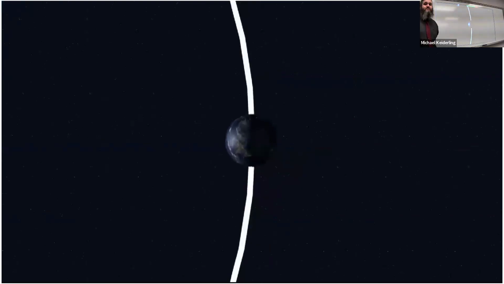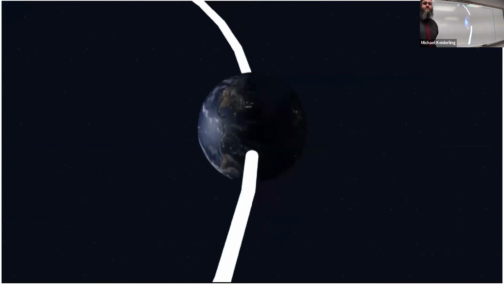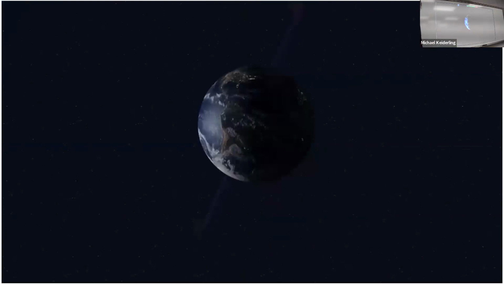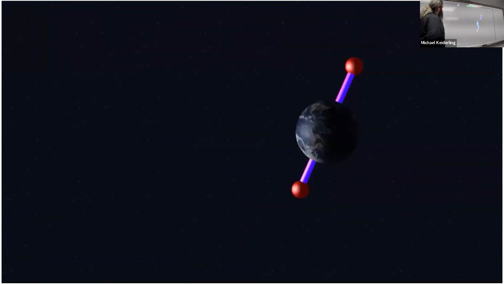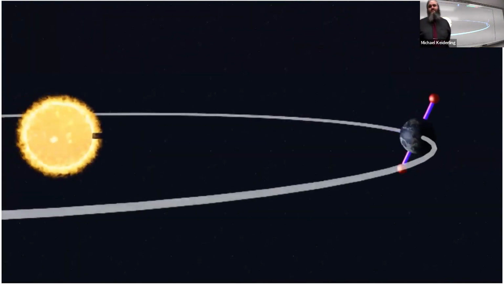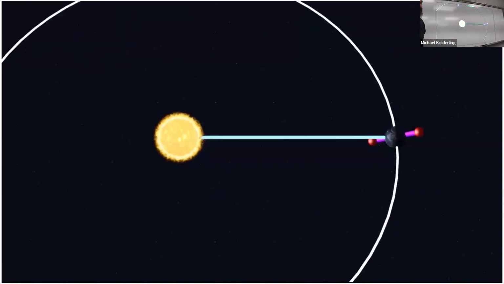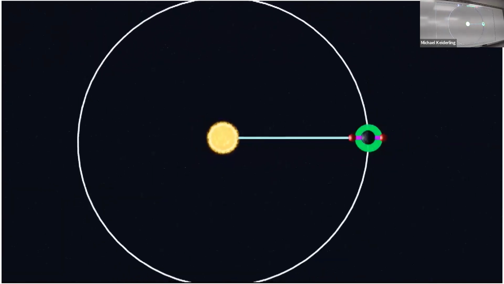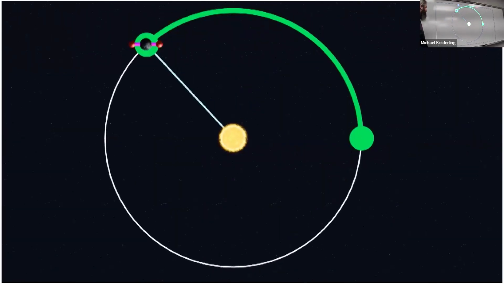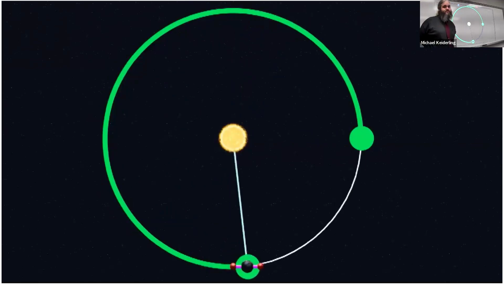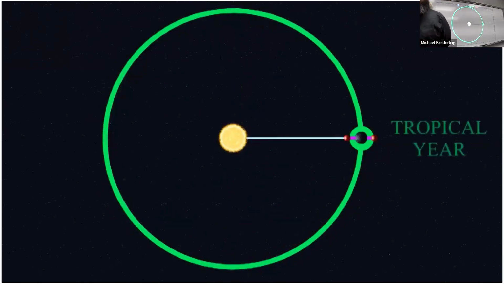But the tropical year doesn't depend on the Earth's position. It depends on the Earth's axis. When the North Pole faces away from the sun, we in the northern hemisphere experience the winter solstice, the shortest day of the year. If you measure the length of time between two winter solstices, you get a tropical year.